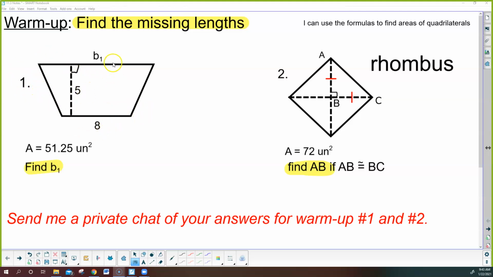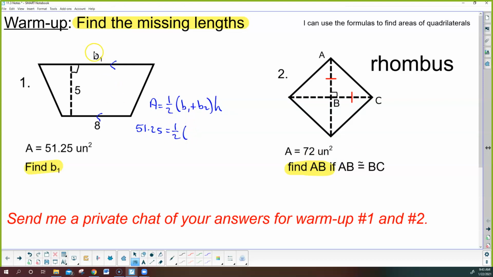The first thing I'm going to start with is the fact that they give us a trapezoid. Okay, and maybe I should have put parallel lines here. But the very first thing I do is I write out the formula: 1/2 base 1 plus base 2 times the height. And then I'm going to plug in everything that I know. I know the area is 51.25.